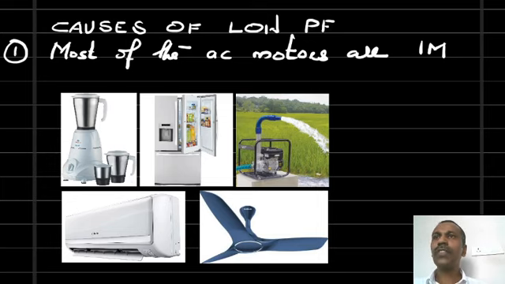Now we'll see the causes of low power factor. Most of the AC motors we use are induction motors. What is the motor used with the fan? This is an induction motor. And in the water pumping system we use induction motors. In both AC and refrigerator we are using an induction motor for the compressor. Then in the mixer also we use induction motors. So all these induction motors are working at low power factor.